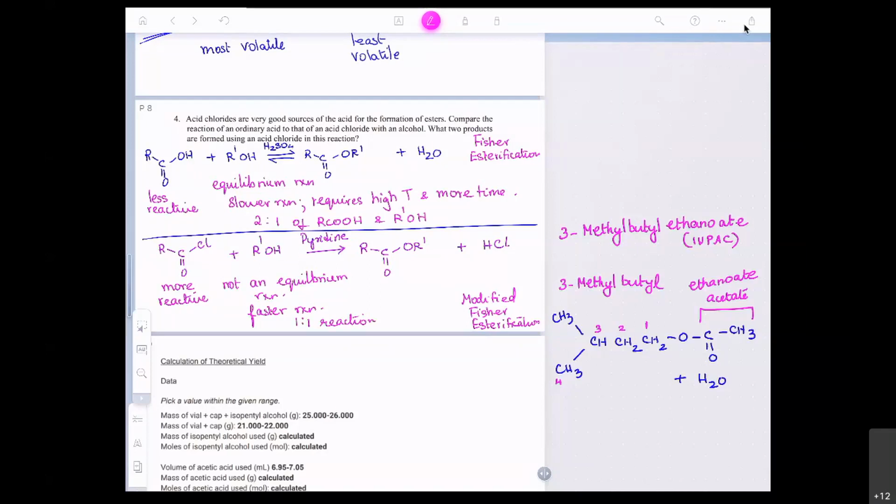Although hydrogen chloride or hydrochloric acid is a side product, you're using pyridine. Pyridine will combine with HCl to form a soluble salt. What I mean by soluble salt is it will dissolve in water. So if you add water and shake it, you get rid of one of the side products and it leaves you with a very pure ester. So overwhelmingly, I would say this is a much better method.